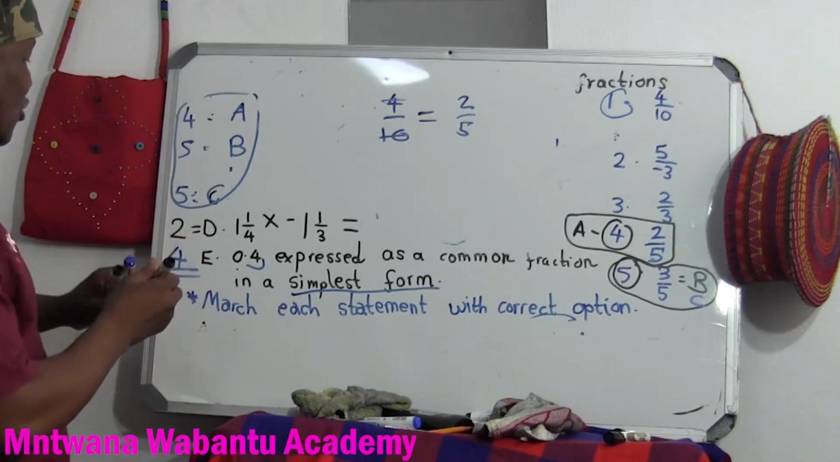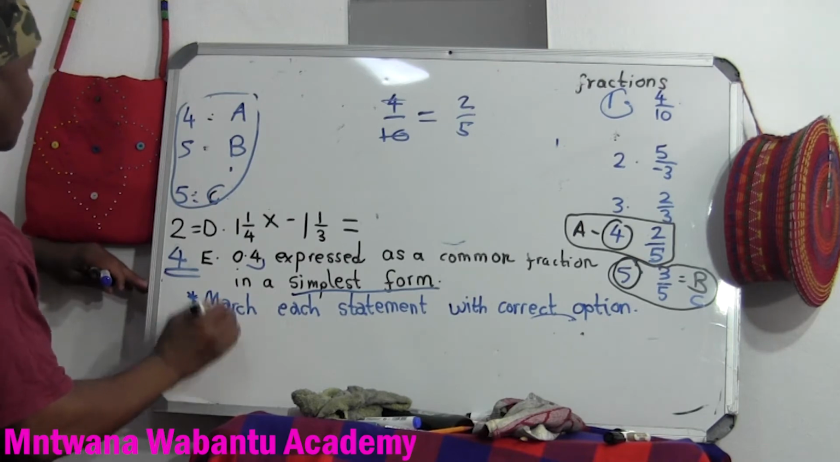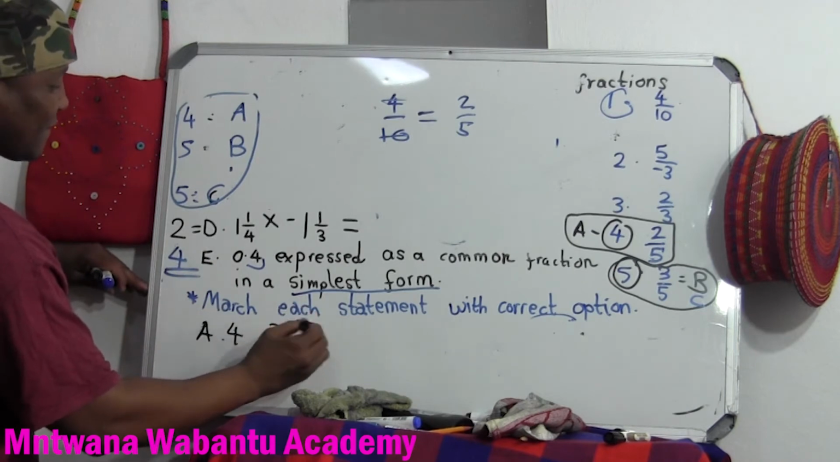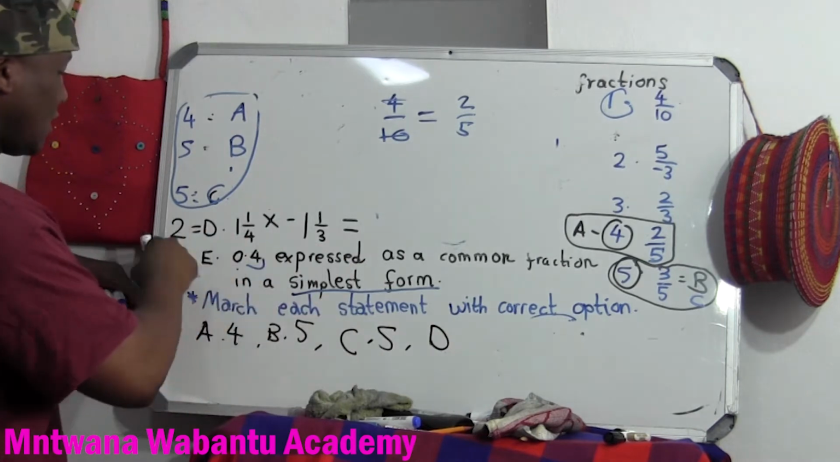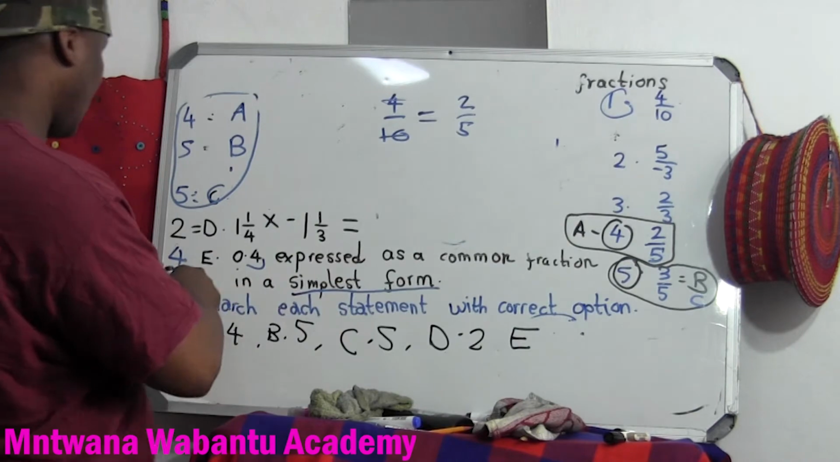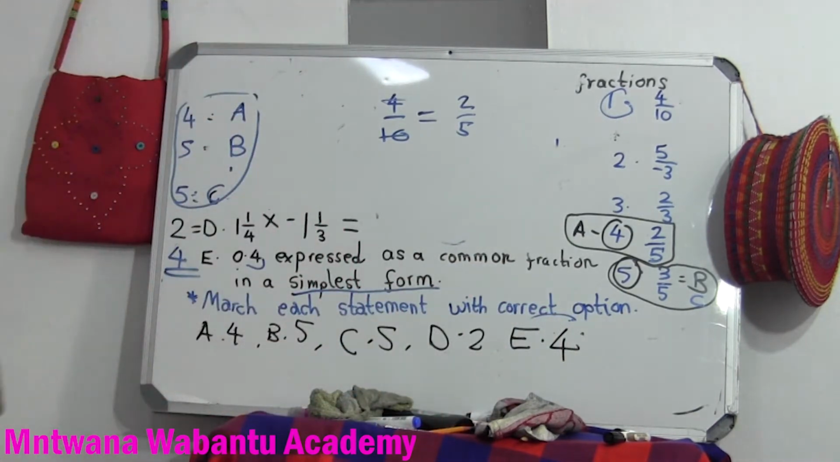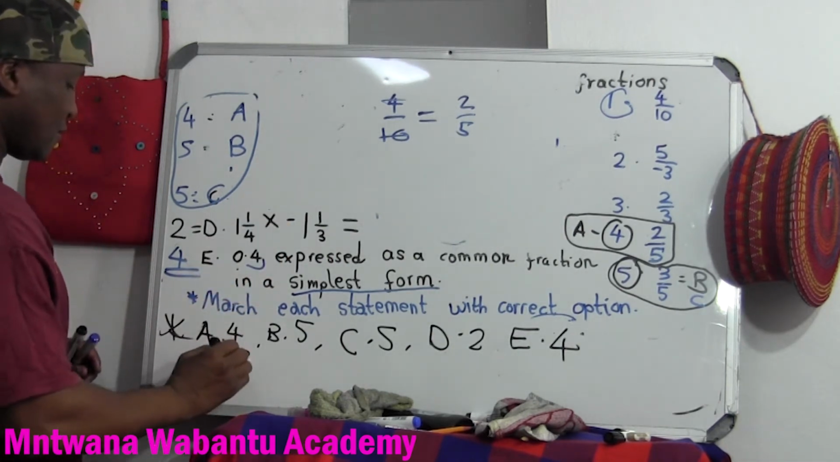So now if I had to write all my answers, I'm going to say A is 4. B is 5. C is 5 also. D is 2. And E equals 4. Now let me go to the options just to verify quickly. A4, A4. B5, B5. C5, C5. D2, D2. E equals 4. So the answer is option 1.